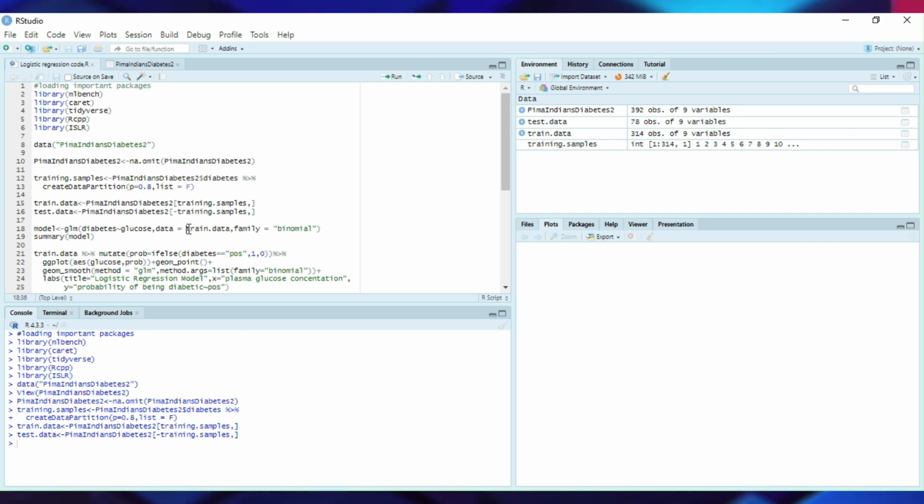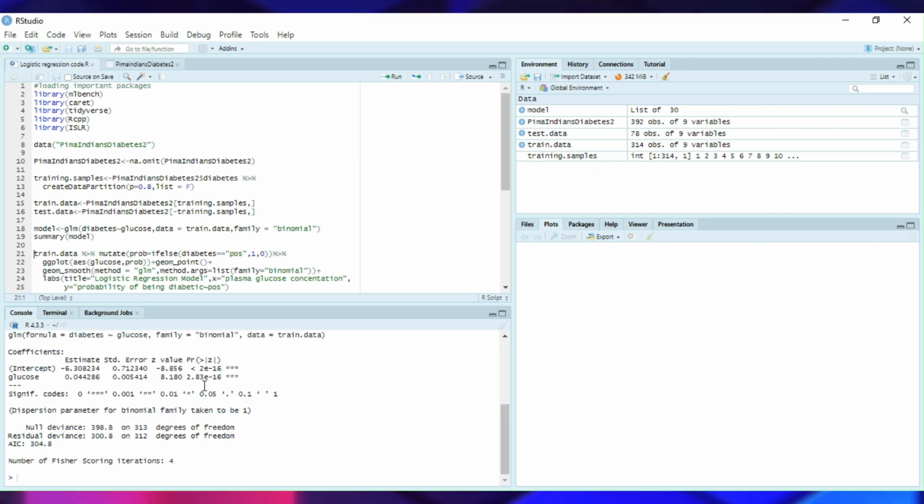Hence, running the model and getting the summary of the model, you see that our beta naught is negative 6.31 and our beta 1 is 0.04. And checking from the p-values, they are significant as they are all less than 0.05 at a significance level of 95%. Now, the Akaike information criterion is 304.8, which is used to compare models. If we had another model, you could use these two to check which model is better. We pick the model that has the lowest Akaike information criterion.